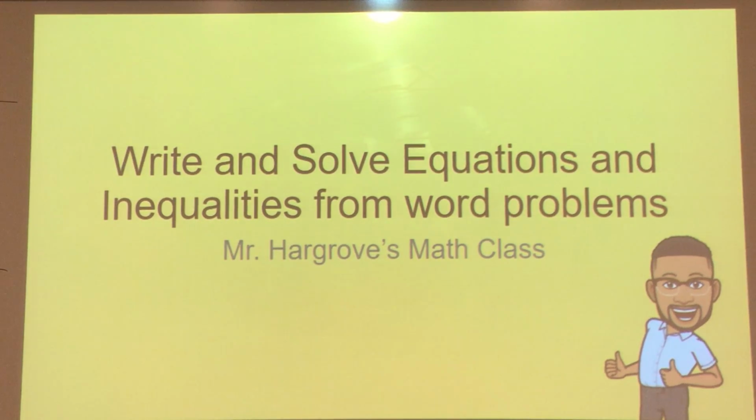The previous lesson that you saw, we talked about writing two-step inequalities, and today we're going to write two-step inequalities and equations, but we're going to learn how to do it from word problems. So please make sure that you have pencil, paper, as well as a calculator with you for this lesson.